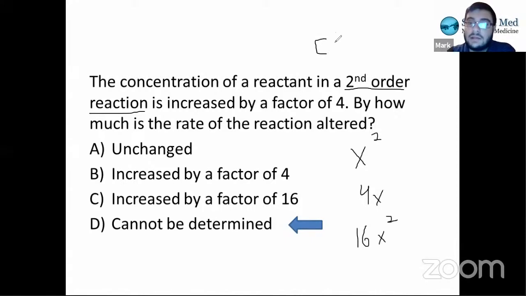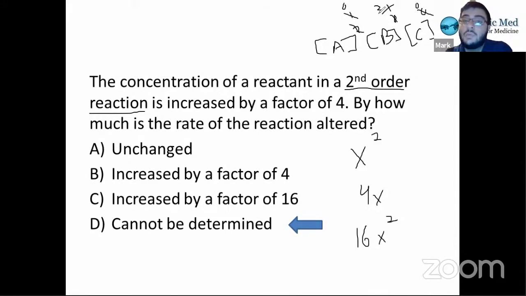If it said that A had order of 2 in this reaction... what it actually said was that the sum of all of the reactants, so A, B, C, whatever, the sum of all of these is 2. We don't know if A is 2 and B is 0 and C is 0. We don't know if A is instead 1, B is 1, C is 0. We don't know if A is 0 and B is 2 or something like that. We don't know, right? Because they didn't mention what the order was with respect to the reactant that we're looking at specifically.